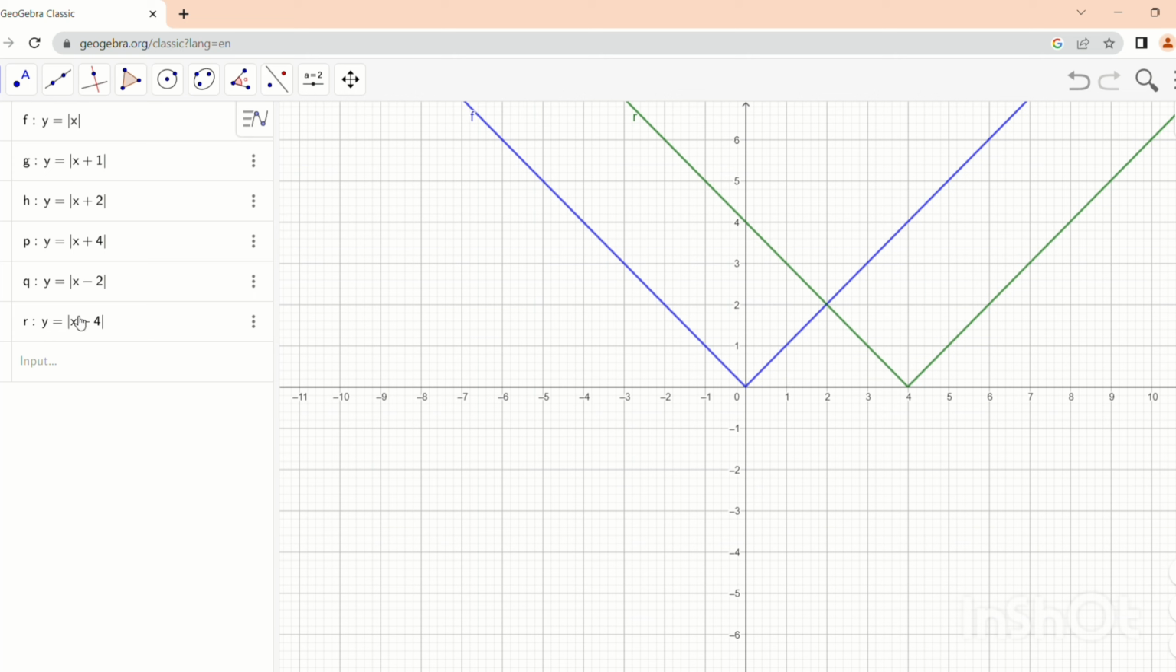So these are all cases of horizontal translation. That is, the graph getting shifted either to the left or right is what is horizontal translation of the parent graph. Now let us see about vertical translation of the parent graph.